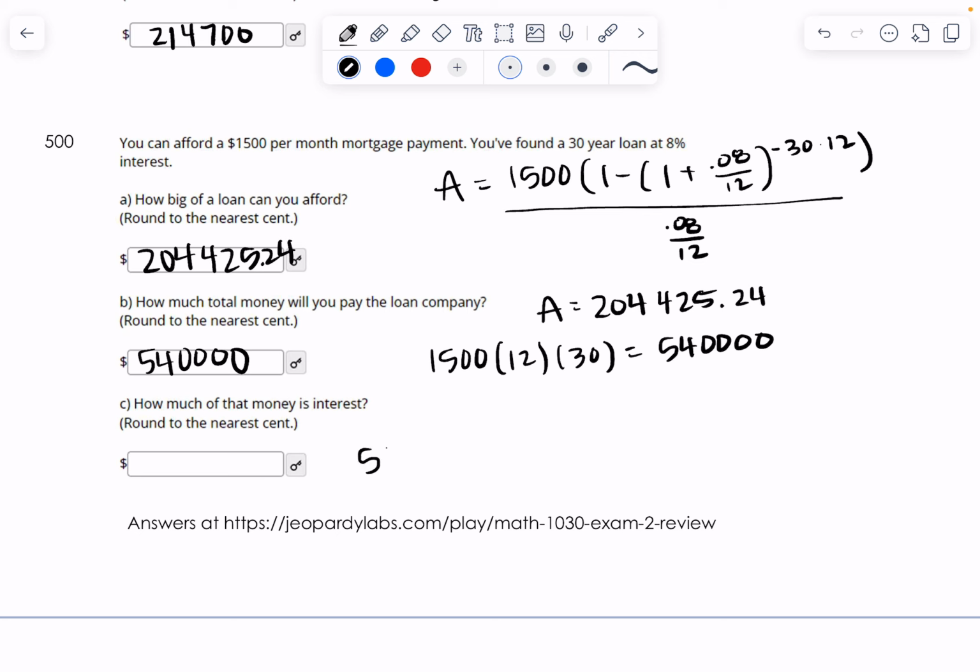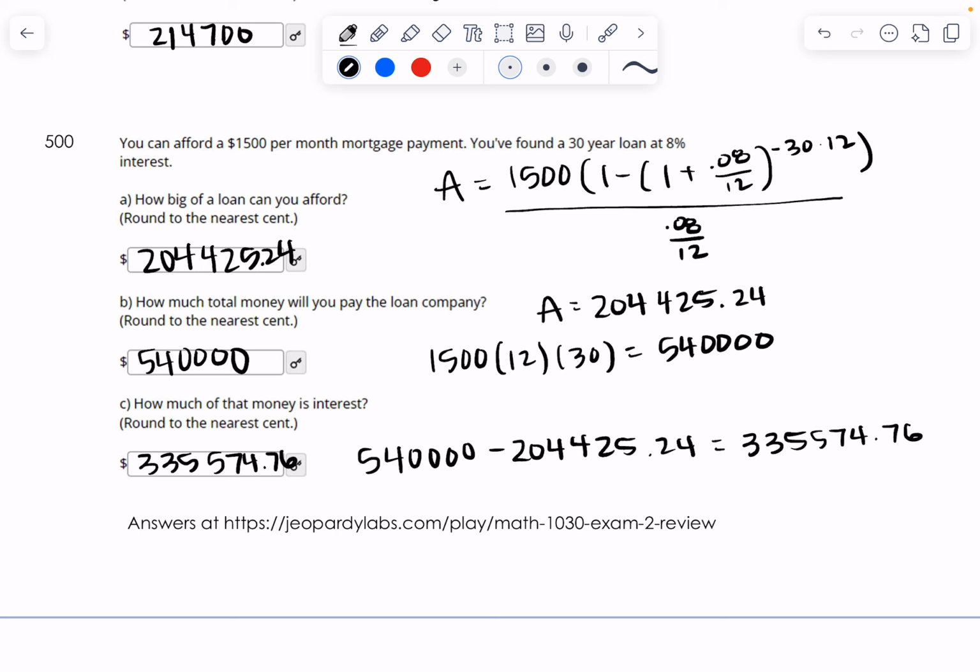So you're paying 540,000, but you only took out a loan for $204,425 and 24 cents. So then everything else, the difference, would be the interest that you're paying the bank to borrow that money for your loan. So it'd be $335,574.76 in interest, which is pretty typical.